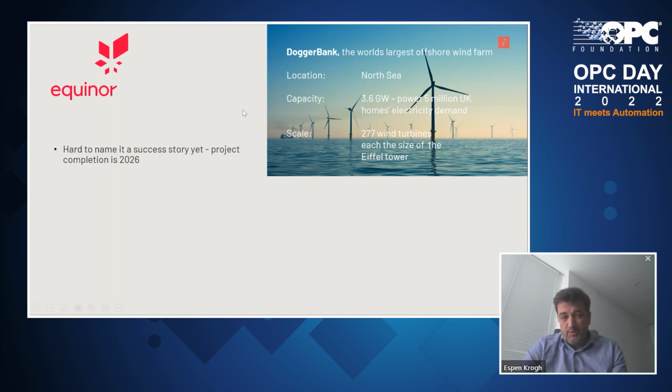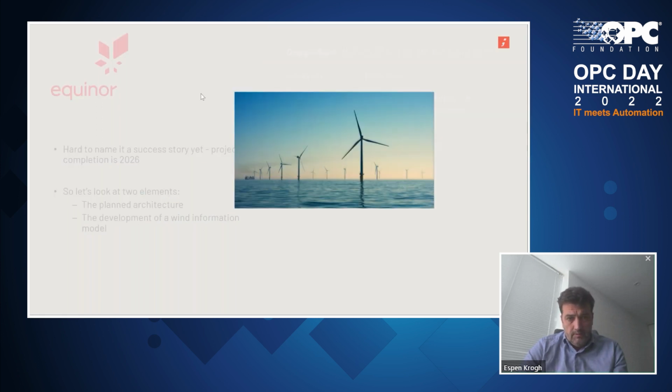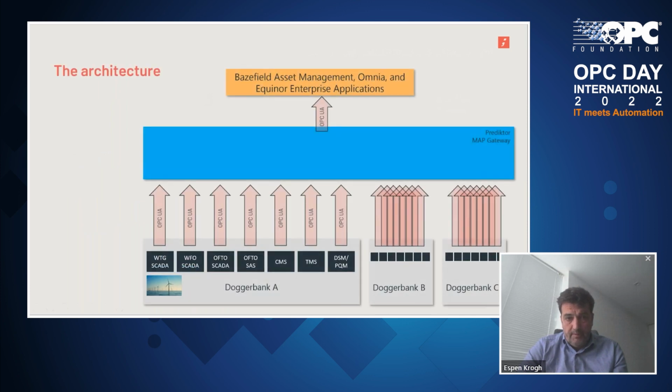But it's a bit hard for me to call it a success story yet, and I guess when we come there, Equinor will tell about this themselves, because the project is not going to be completed before 2026. So in this session, I will look at two elements. I will talk about the planned architecture using OPC UA extensively, and then also the activities we've been doing with Equinor to develop a wind information model. So first of all, the architecture.